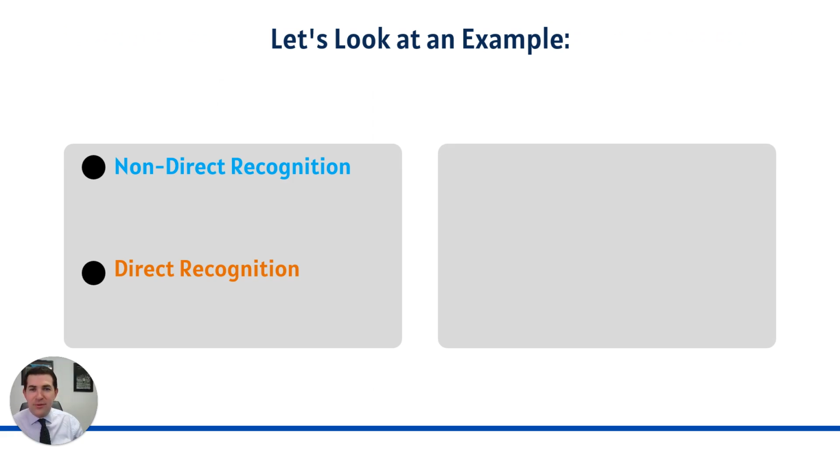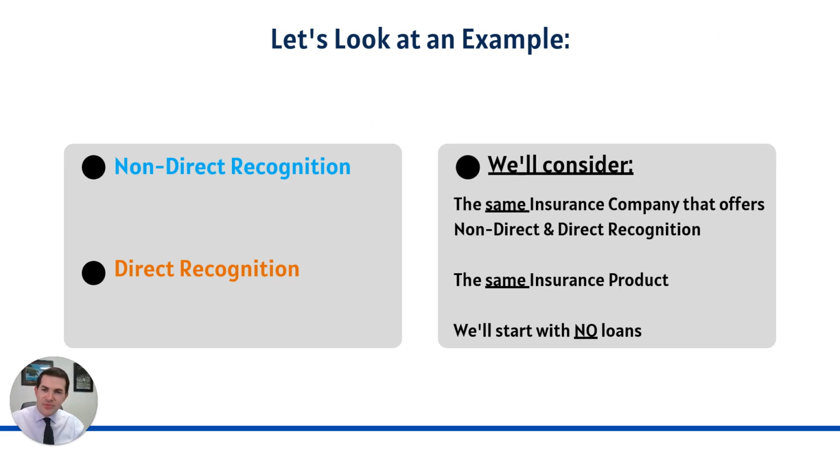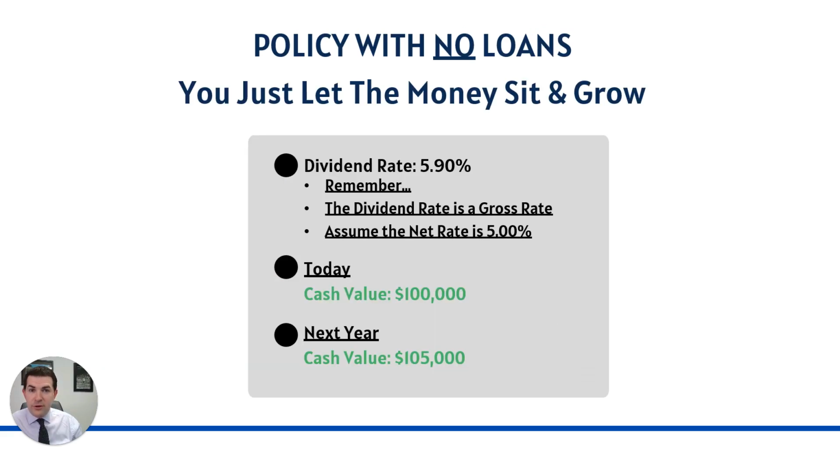Let's take a look at an example of non-direct and direct recognition. So we'll consider the same insurance company that offers both non-direct and direct recognition. We'll look at the same product and we'll start out with no loans just to keep things simple. So we'll look at a Guardian example here. Guardian's current dividend rate is 5.9%. Remember, are you earning 5.9% on your money? No, the dividend rate is always a gross rate. Let's pretend that the net rate is 5%. So if you have $100,000 in cash value today, you pay nothing in, you earn 5%. Tomorrow or 12 months from now, you'll have $105,000.